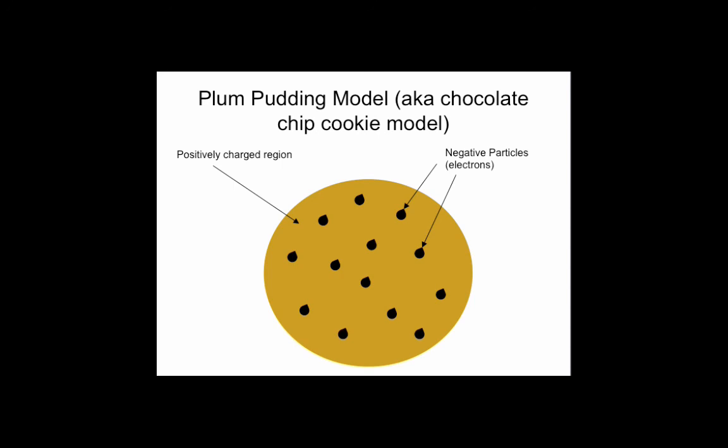Dalton said that the atom was a small, indivisible particle. Here, we have to make a little revision: the atom must be made of small, negatively charged particles in something that's positive, because we know the atom itself is overall neutral.